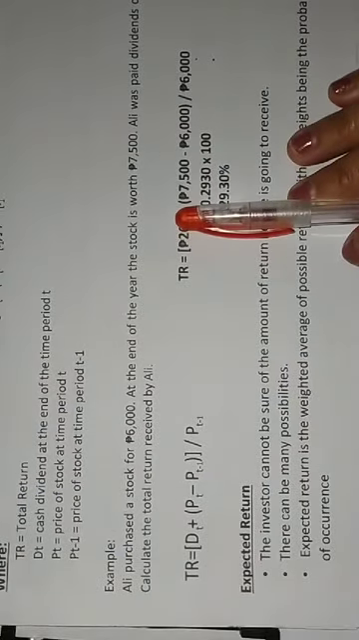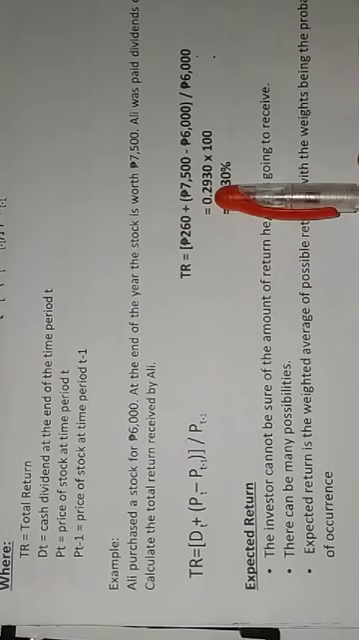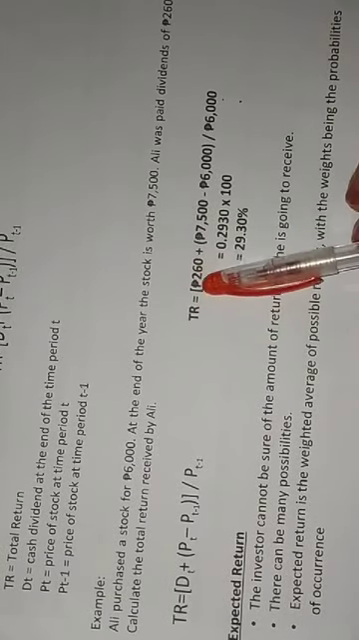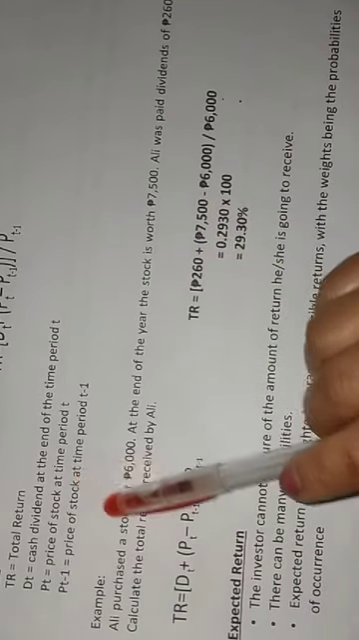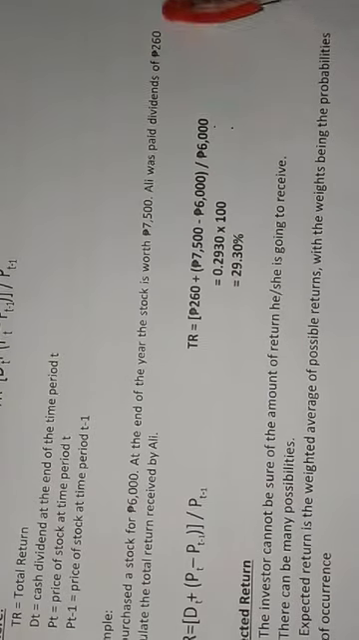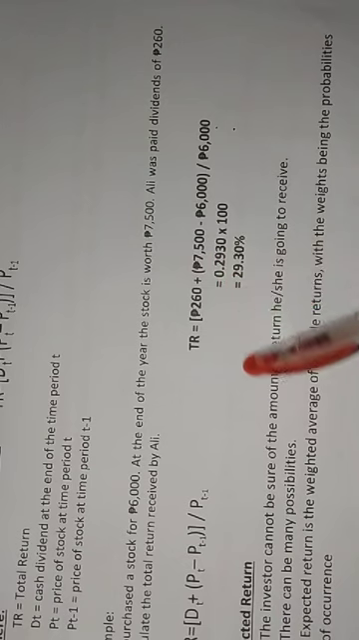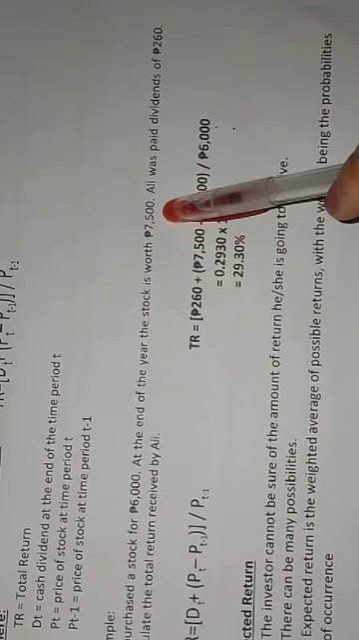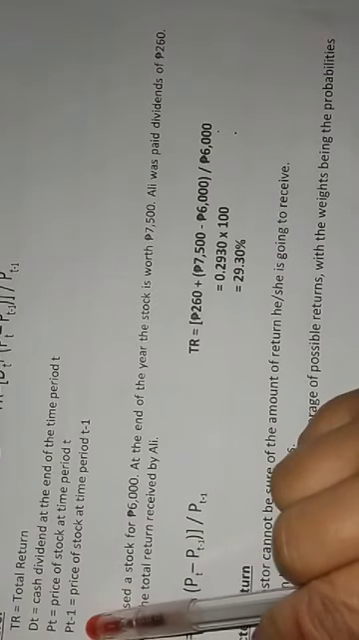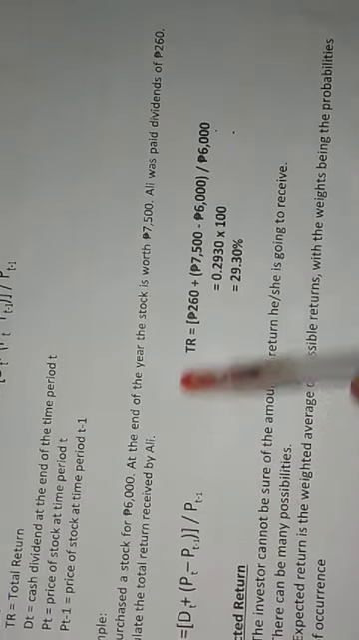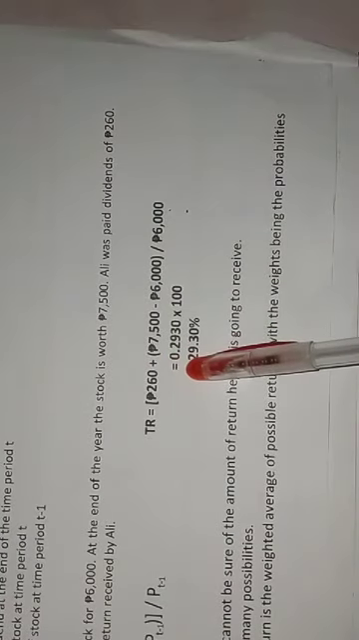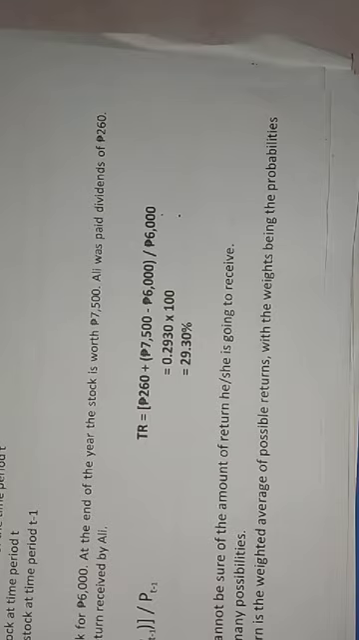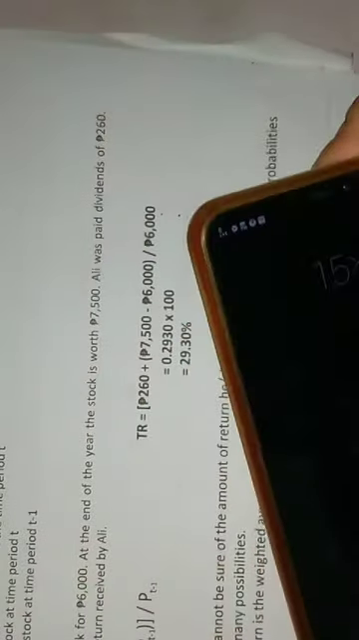So the formula is TR is equal to Dt plus Pt minus Pt-1, divided by Pt-1. Dt is the dividend cash, which is 260. Then add Pt, the price of stock at the time period, which is now 7,500. Then subtract Pt-1, the price of stock at the previous period, which is 6,000, and divide by 6,000. This is equal to 0.2933, times 100, is equal to 29.33%. So that's easy, we can see it.